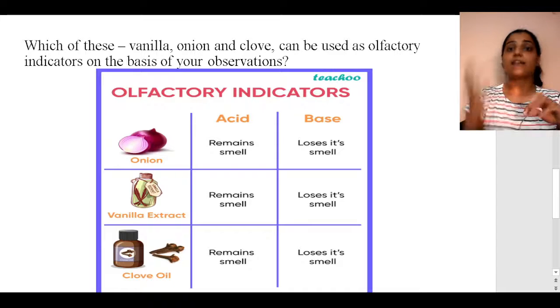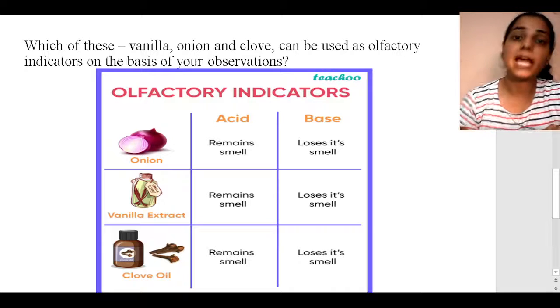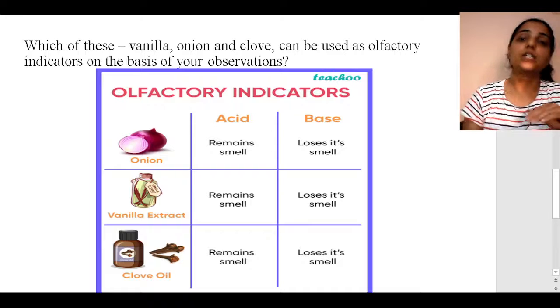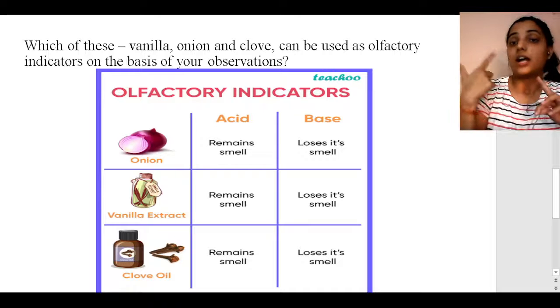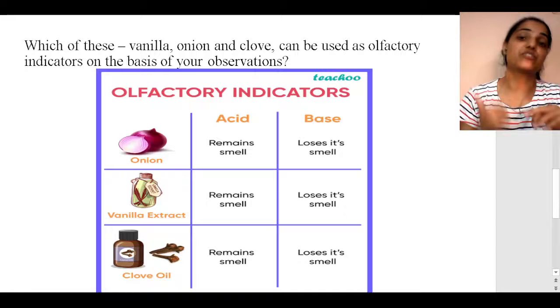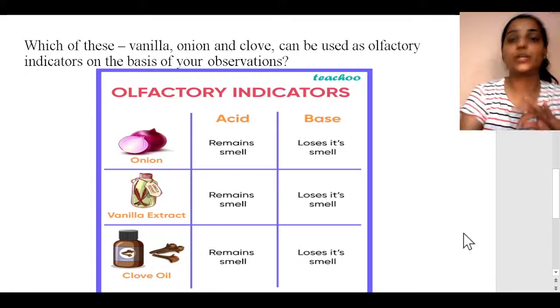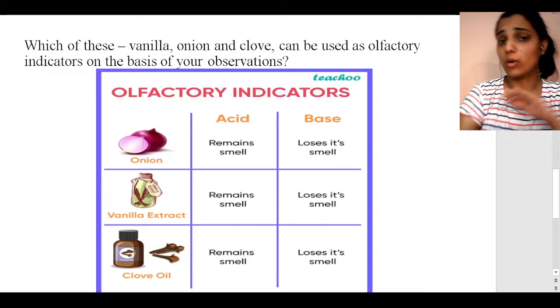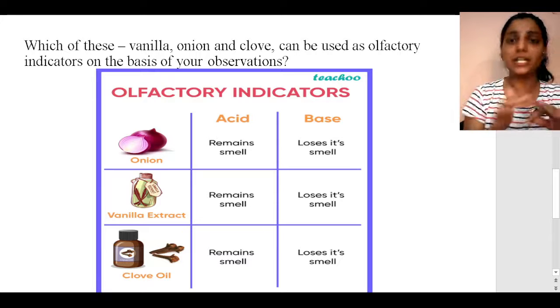So yes, we have the third type of indicator, that is the olfactory indicators. Firstly we have the natural, synthetic, and now we have olfactory indicators. So this video is all about the indicators. I hope you understood till now.